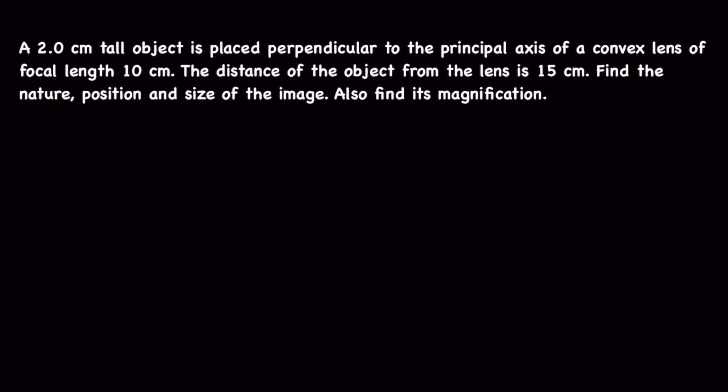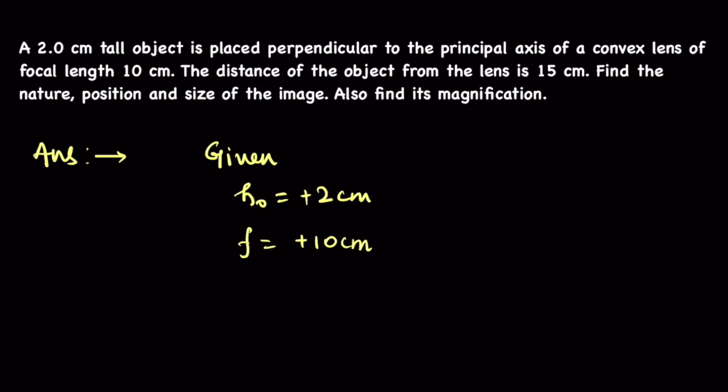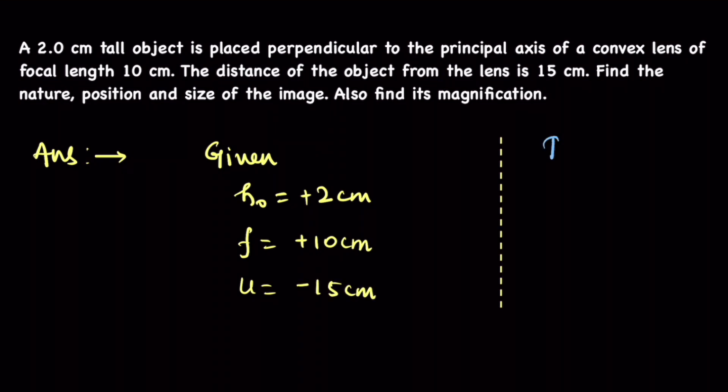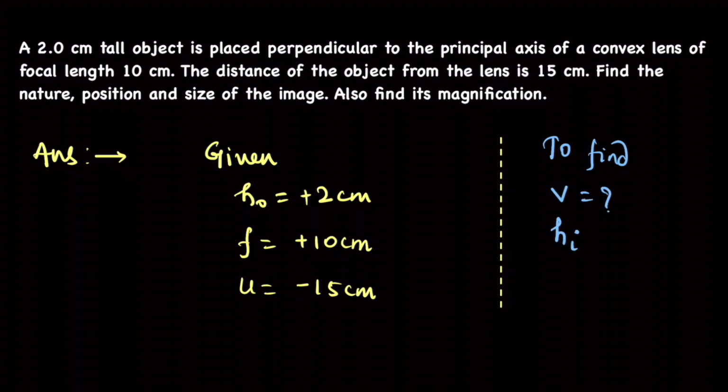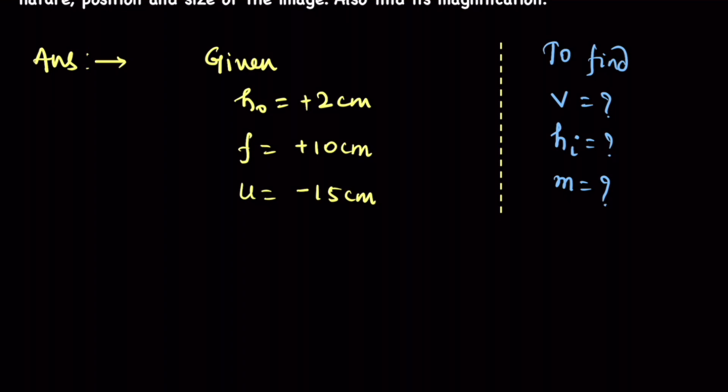So first we note down the given values. Height of object is given as 2 centimeter and it is considered as positive. Focal length for a convex lens is positive, so it is plus 10 centimeter. And the distance of the object, which is U, is minus 15 centimeter. What we have to find? V, height of image and magnification. First we will find the value of V by using the lens formula.